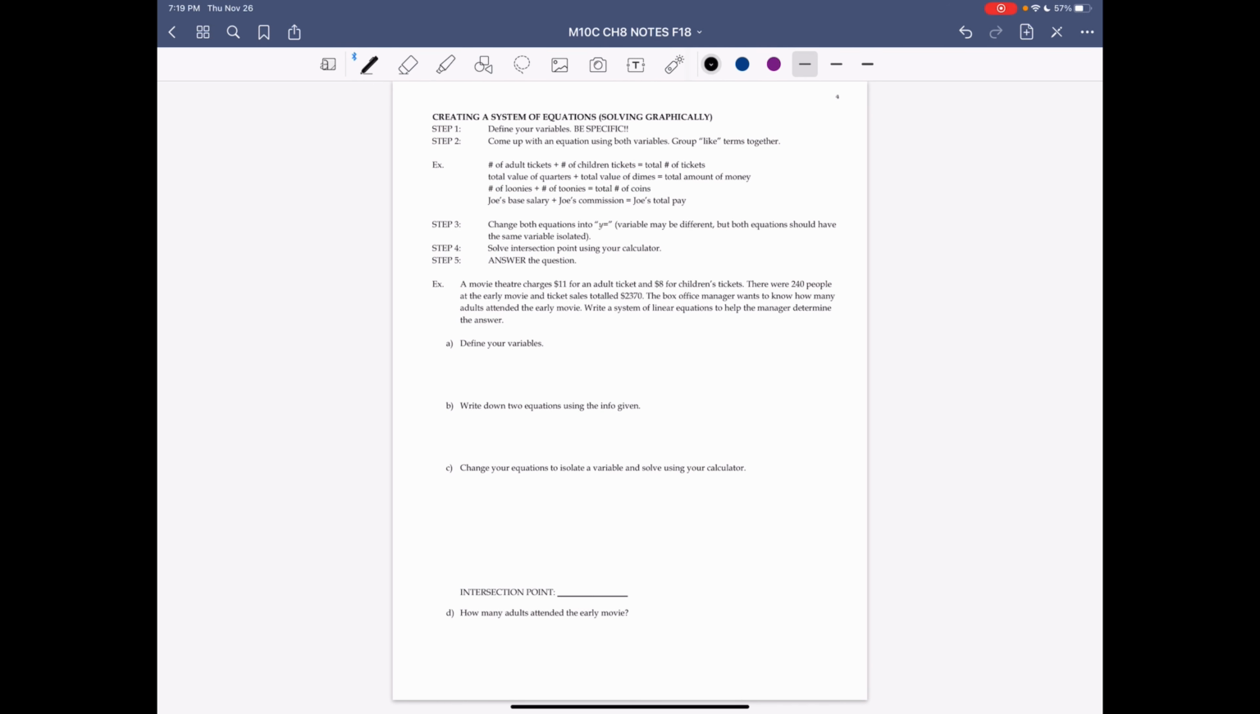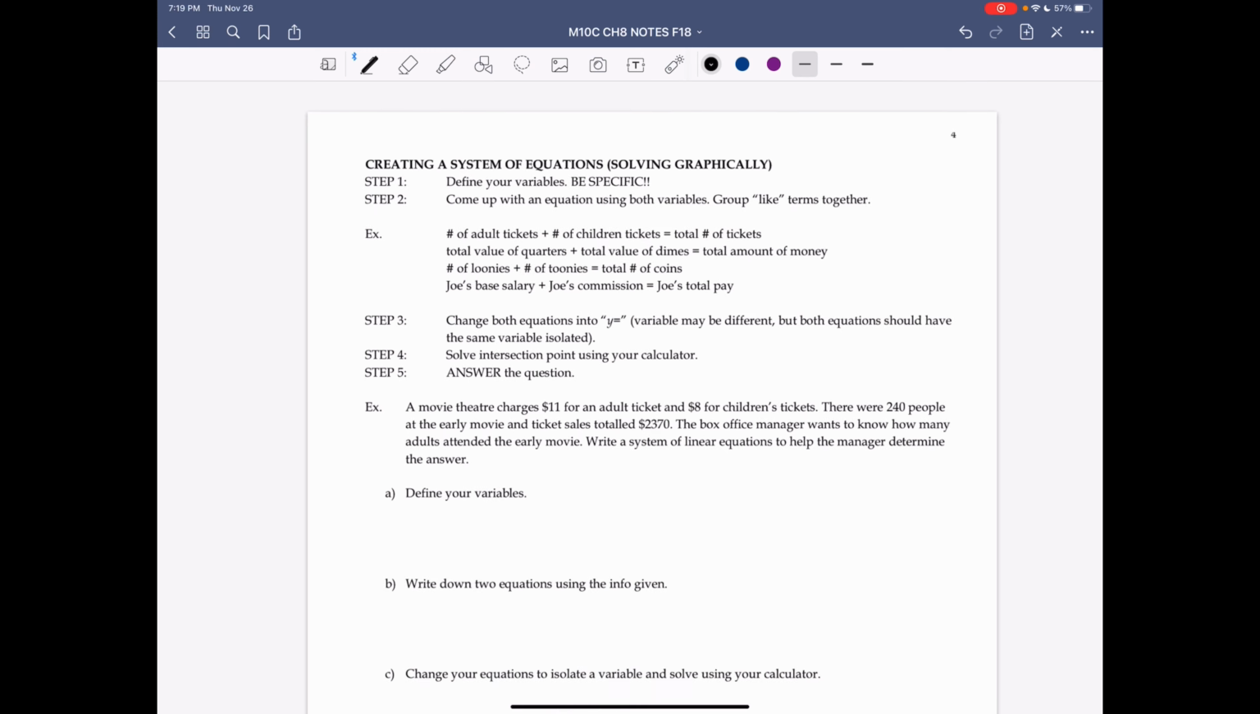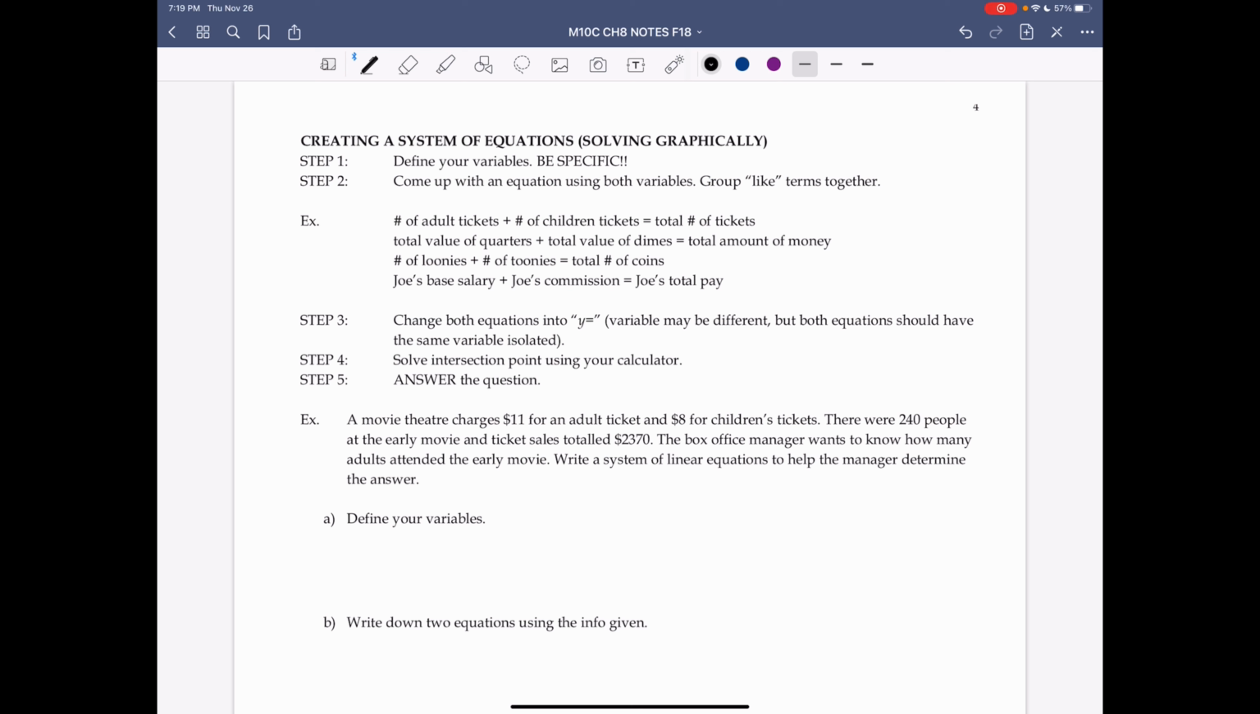Creating a system of equations, solving graphically. Step 1, define your variables. Be specific, as I said on the previous page. Step 2, come up with an equation using both variables.